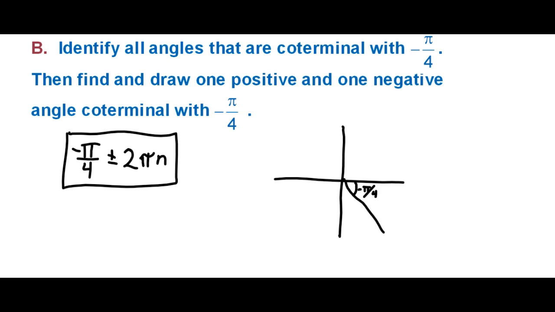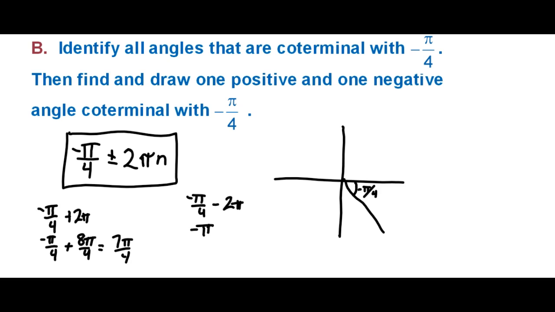And then 2 examples of that. You could have negative pi over 4 plus 2 pi, which is essentially negative pi over 4 plus 8 pi over 4, which would be 7 pi over 4. Or you could have negative pi over 4 minus 2 pi, and that will give you negative pi over 4 minus 8 pi over 4, or negative 9 pi over 4.